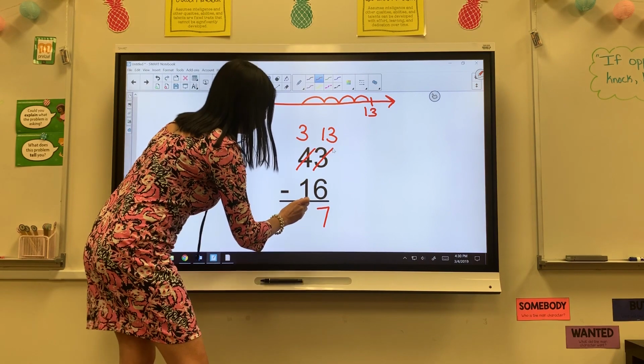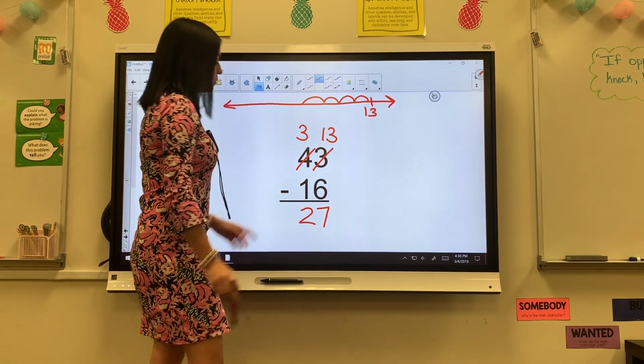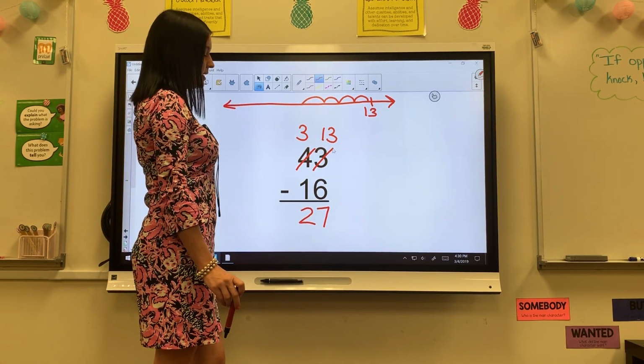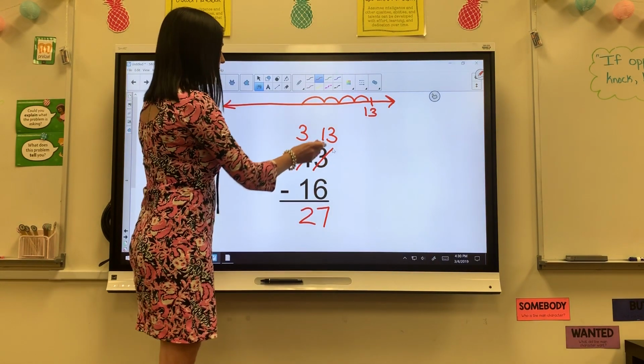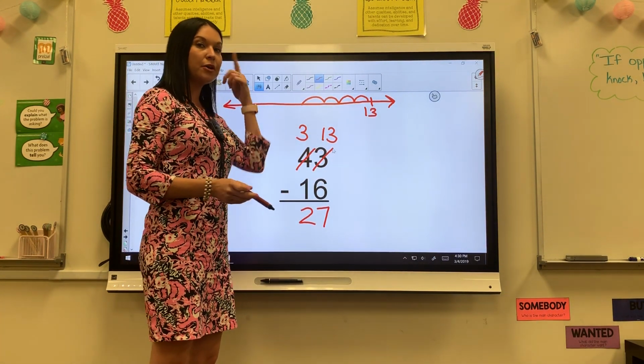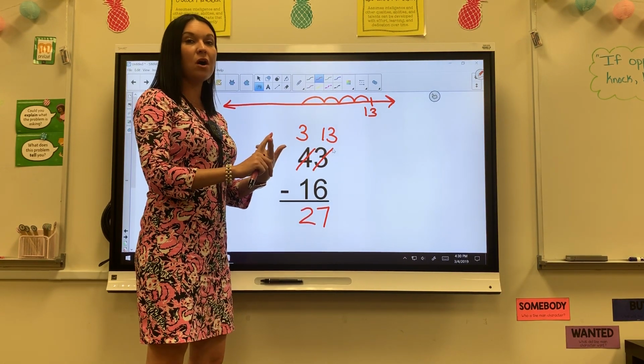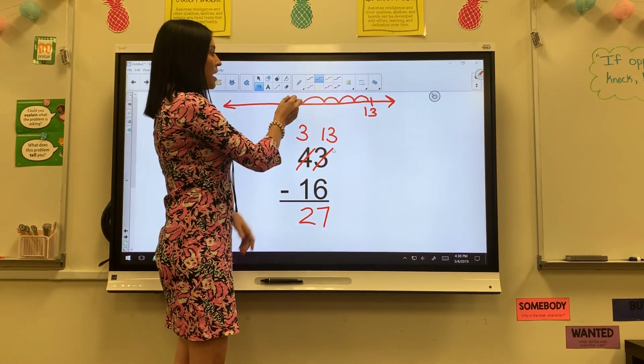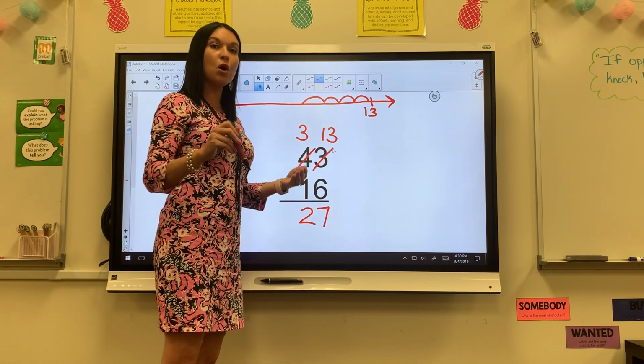3 minus 1 is 2. So 43 minus 16 equals 27. Again, when you need to subtract your numbers, if you can't do it in your head on your own, use your fingers counting on. Use your number lines if you have one on your desk, or draw one.